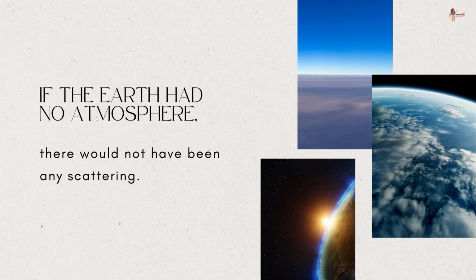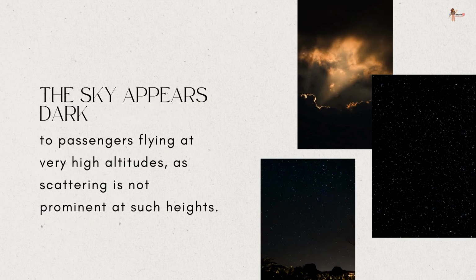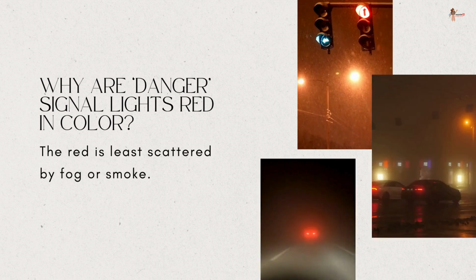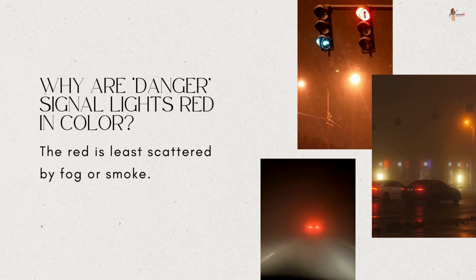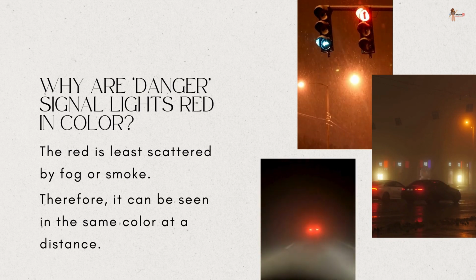If the earth had no atmosphere, there would not have been any scattering. Then the sky would have looked dark. The sky appears dark to passengers flying at very high altitudes as scattering is not prominent at such heights. You might have observed that danger signal lights are red in color. Do you know why? The red is least scattered by fog or smoke. Therefore, it can be seen in the same color at a distance.